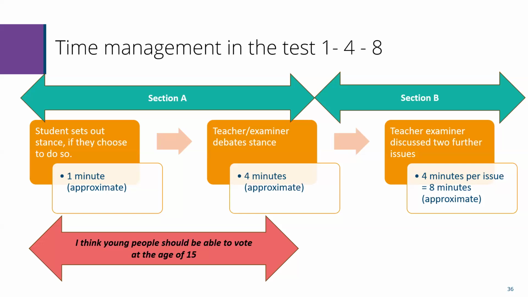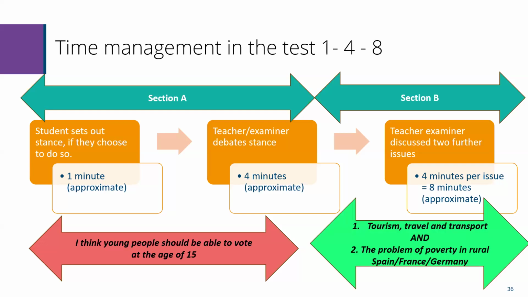So their stance might be, I think young people should be able to vote at the age of 15. And then you move that on to 2 different things. So you might talk about tourism, travel and transport, and the problem of poverty in rural Spain, France, Germany. So we can do a tourism one, which wouldn't necessarily require them to talk about France, Spain, or Germany, but we might also want to have an IAL one, which is an ethics type thing. And so we would have one of those, and you can choose those yourself in Section B.